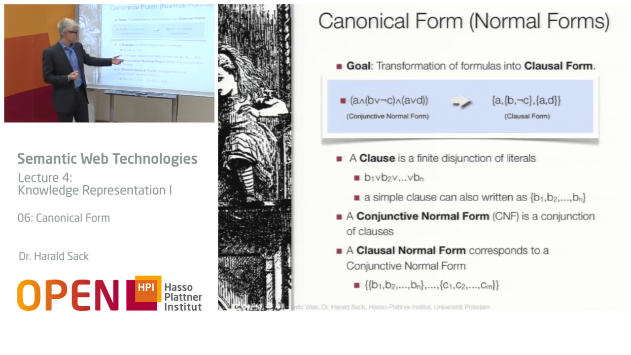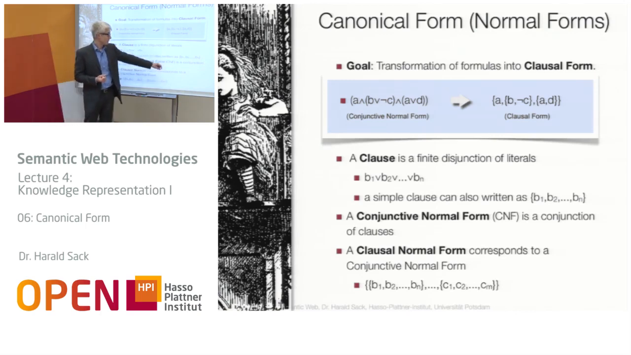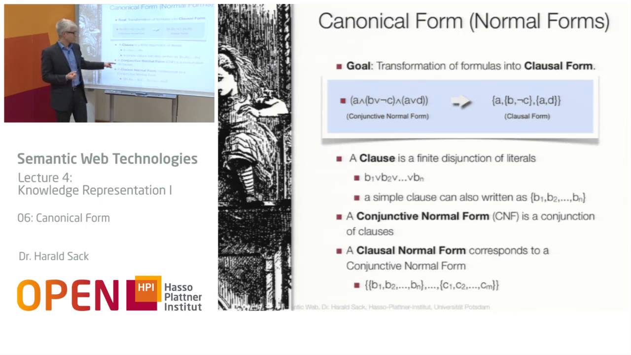Then a conjunctive normal form, as we know, is also abbreviated as CNF. This is a conjunction of clauses, and therefore a clausal normal form corresponds to such a conjunctive normal form, and you can write this in double curly braces as you see here. So pretty simple. It's only for simplification. Just imagine that instead of the commas, there would be conjunctions and disjunctions, and you know how to transform this. And it's much easier to read than if you have complex formulas given.